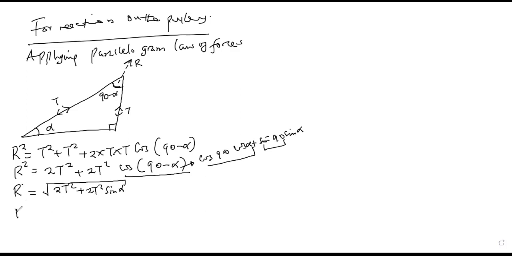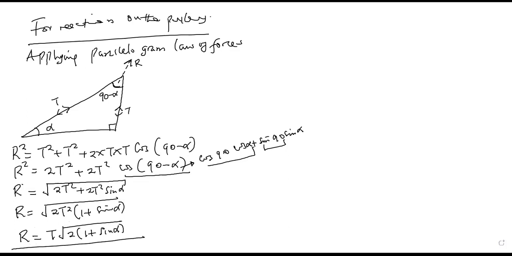So my R is going to be equal to the square root of 2T squared into 1 plus sin alpha, factorizing out 2T squared as common. So my R, or the normal reaction, is going to be T into the square root of 2 times 1 plus sin alpha. That is what we have as our normal reaction. The other one was case A.